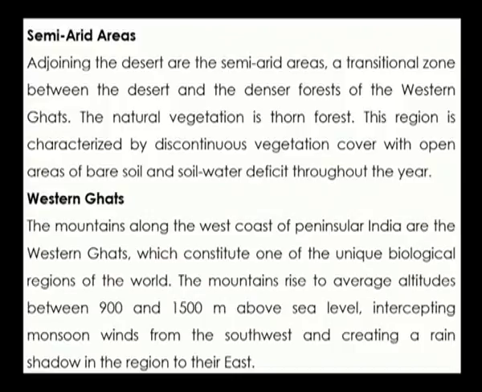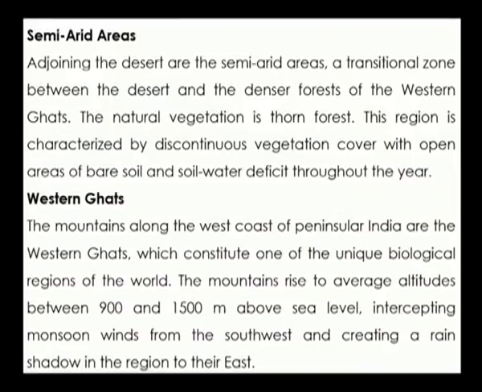Then you have the semi-arid areas. Adjoining the desert are the semi-arid regions, which are a transitional zone between the desert and the denser forests of the Western Ghats. The natural vegetation is thorn forest. This region is characterized by discontinuous vegetation cover with open areas of bare soil and soil water deficit throughout the year.